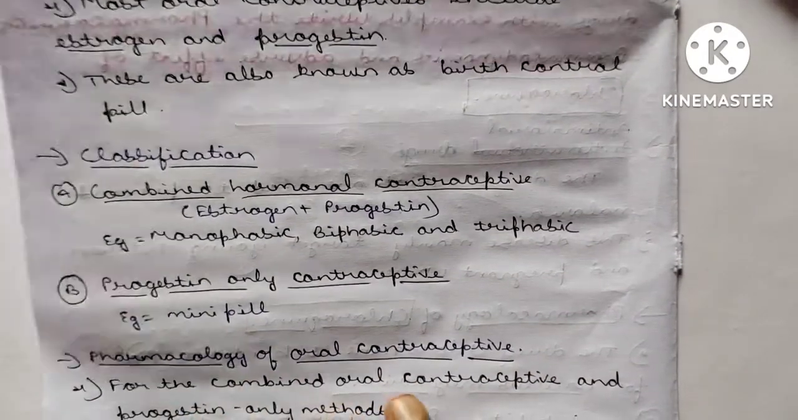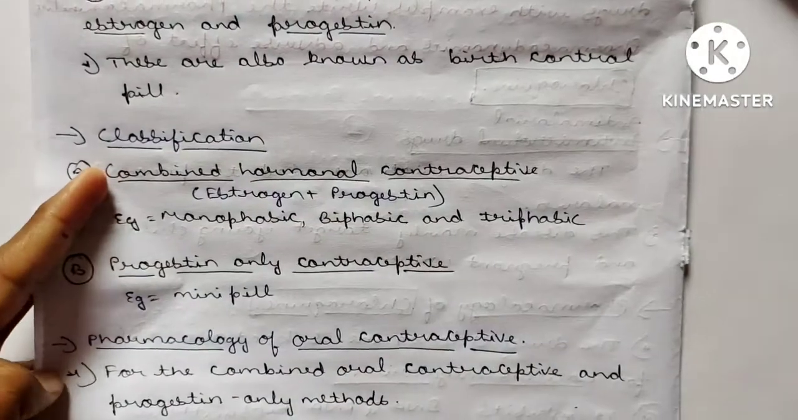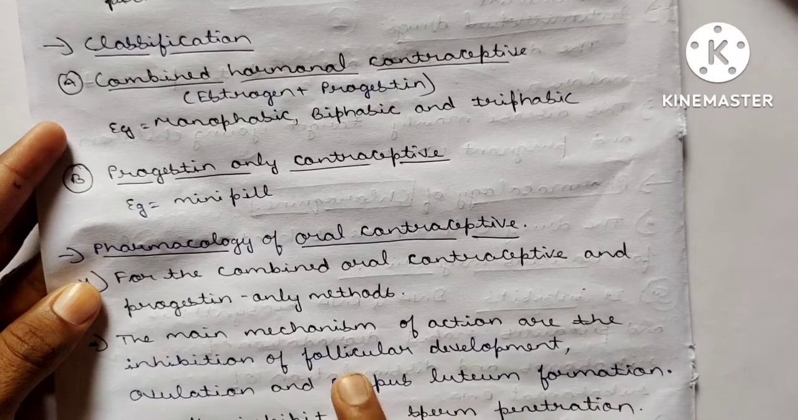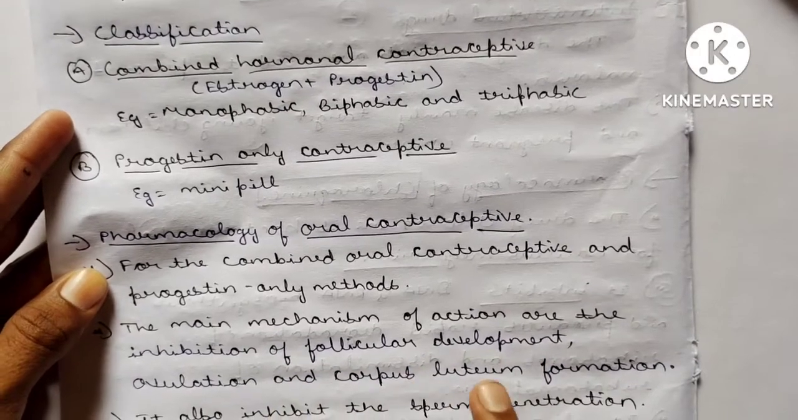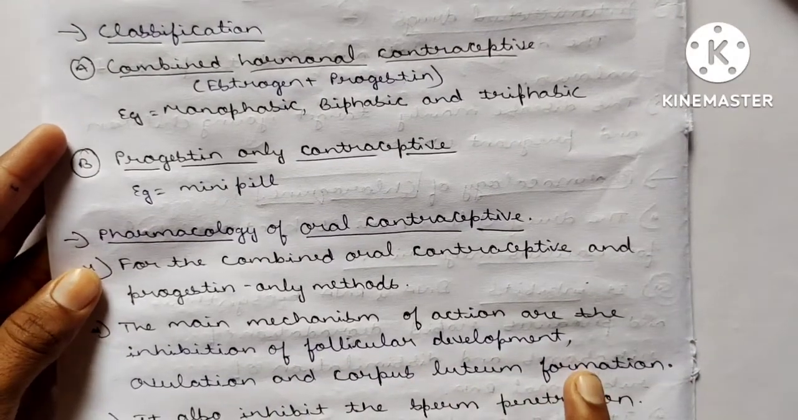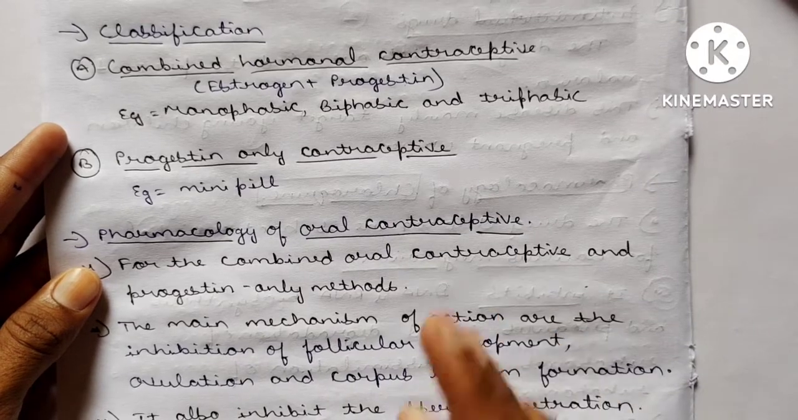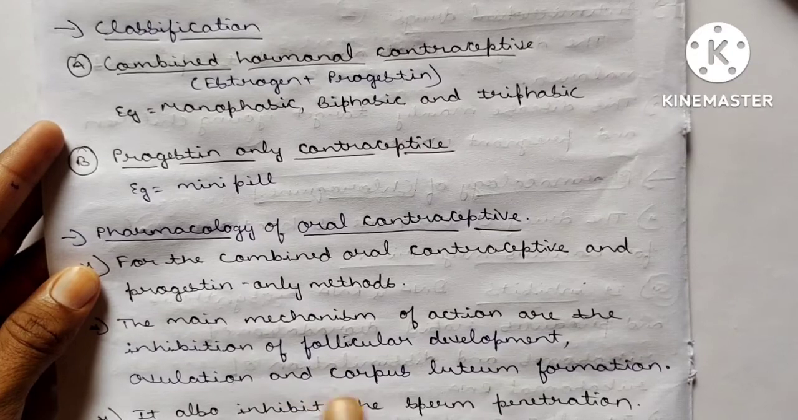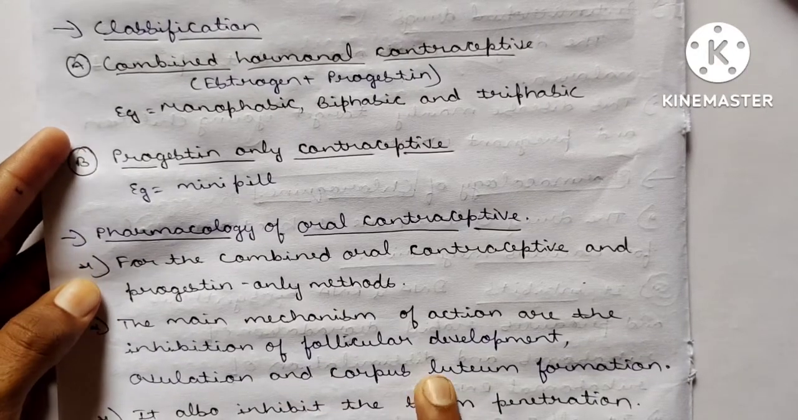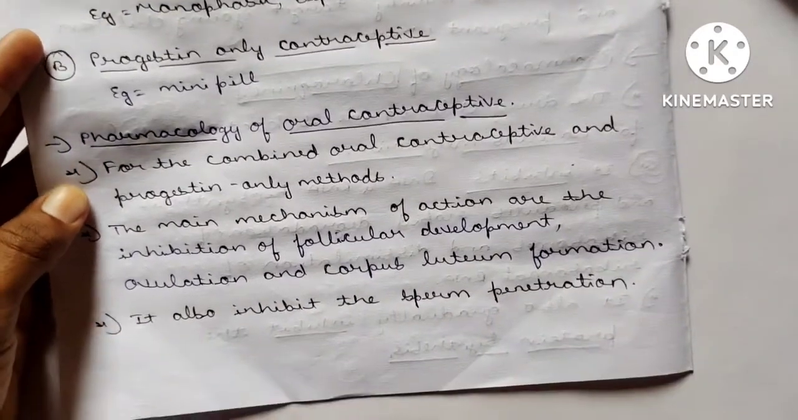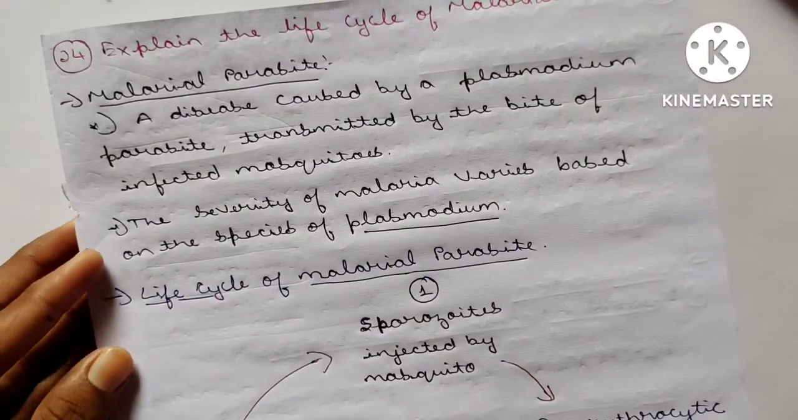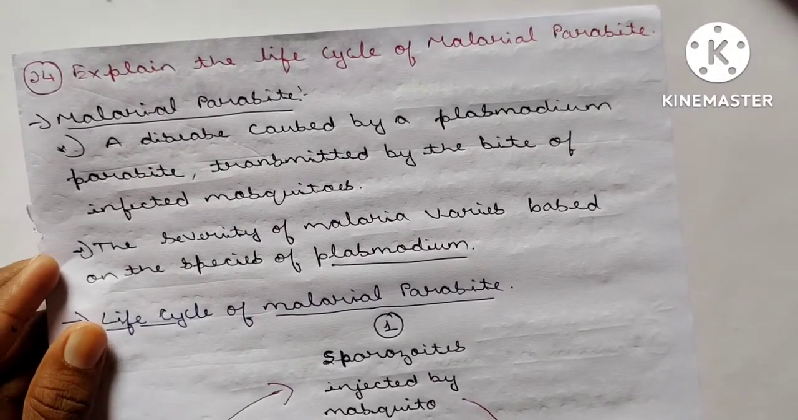For the combined oral contraceptive and the progestin-only methods, the main mechanism of action is the inhibition of follicular development, ovulation and corpus luteum formation. Mainly, these pills stop follicular development, and they inhibit ovulation and corpus luteum formation. In this way the woman automatically can't become pregnant. It also inhibits sperm penetration. Yes. Now the next one is the life cycle of the malarial parasite.